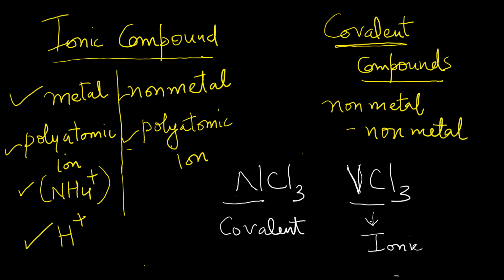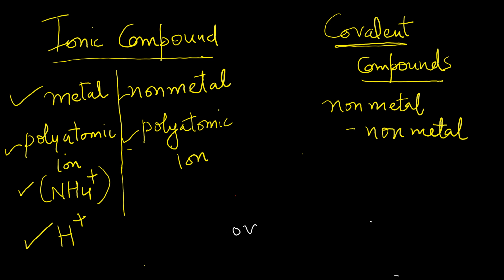V is vanadium. Vanadium is a transition metal, right? It is a metal, at least. You should know that. It's a multivalent metal too, if it is a transition metal, but at least you should know it is a metal, right? So metal with non-metal has to be ionic. Nitrogen is non-metal, chlorine is non-metal, so of course non-metal with non-metal is covalent. So I hope that helps you out.